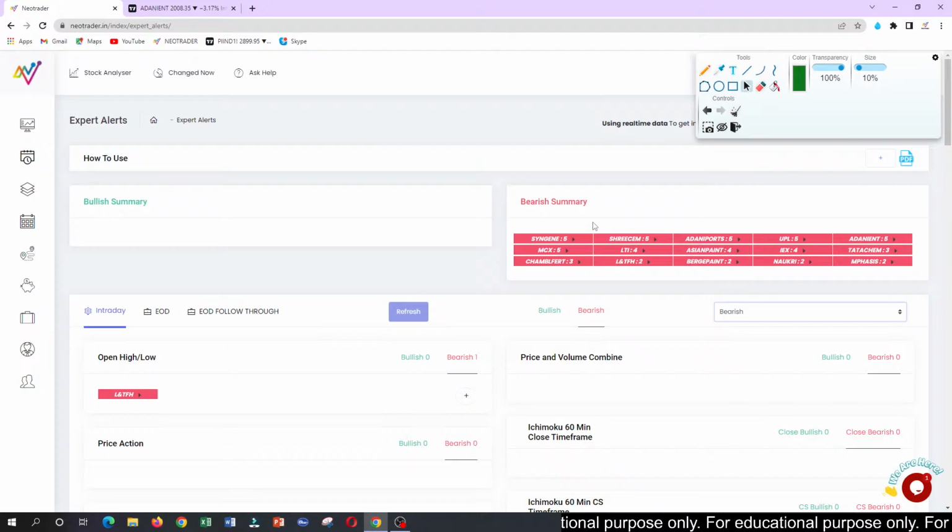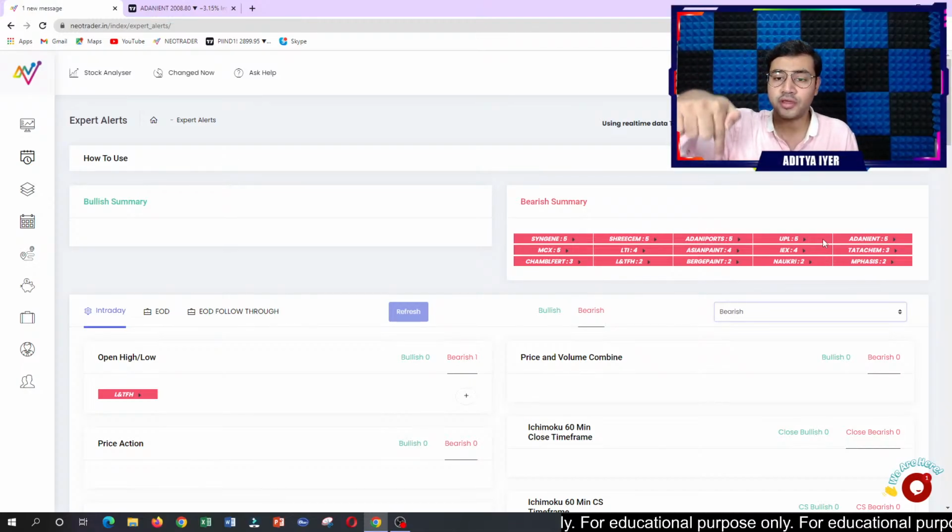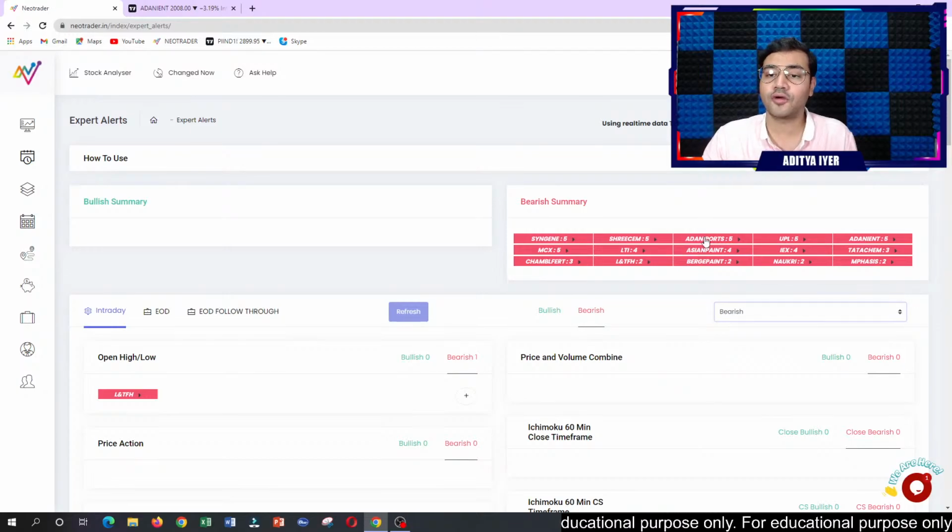And if I go up, I can see here that Syngene, Shree Cement, Adani Port, UPL, Adani Enterprises, MCX, LTI, and Asian Paint. I can only go and look at the charts of all of these stocks, right, that I'm seeing over here. So यहाँ पे है. These stocks I can focus on and I'll only go and see those chart.